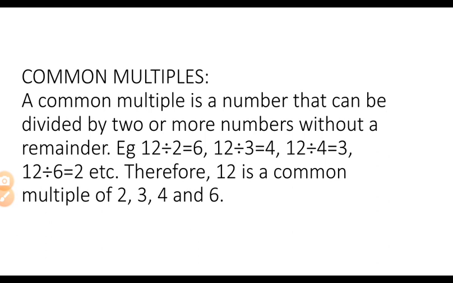Now let's look at common multiples. What is a common multiple? Well, a common multiple is a number that can be divided by 2 or more numbers without a remainder. For example, 12 divided by 2 is exactly 6. 12 again divided by 3 is exactly 4. 12 divided by 4 is exactly 3. 12 divided by 6 is exactly 2.